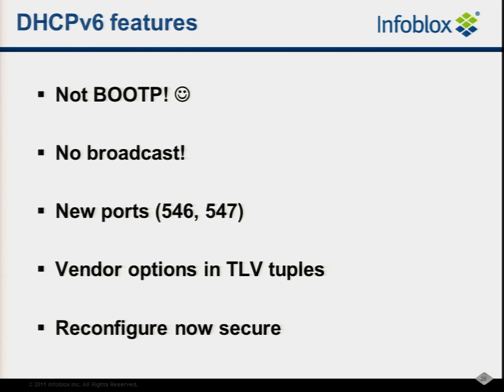DHCP has definitely improved. Biggest thing as far as I'm concerned is it's not bootp. Everything else beyond that is gravy. DHCPv4 is a hideous protocol, and it has been abused, bent, and twisted over the years in unpleasant ways, and all of our DHCP servers suck because the protocol itself is a fundamental mess. They took care of a lot of those things.